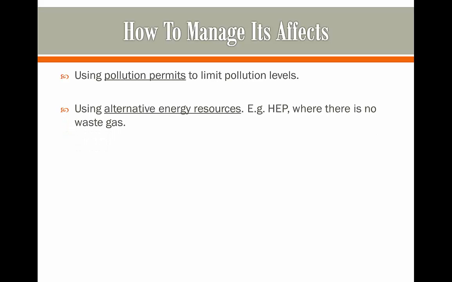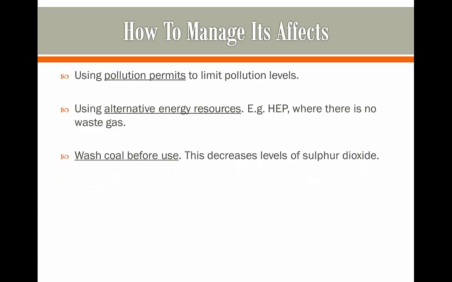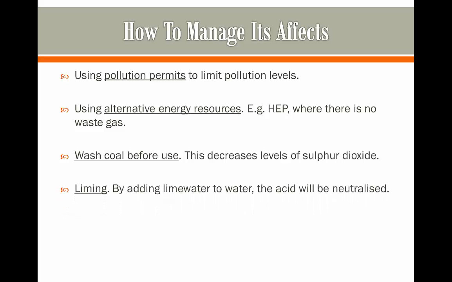Also, we can use alternative energy resources, such as renewable energy resources like hydroelectric power. No waste gas is produced when we use these. We can also wash the coal before use, and this will decrease the levels of sulfur dioxide given off when the coal is burned. We can also undergo a process called liming.